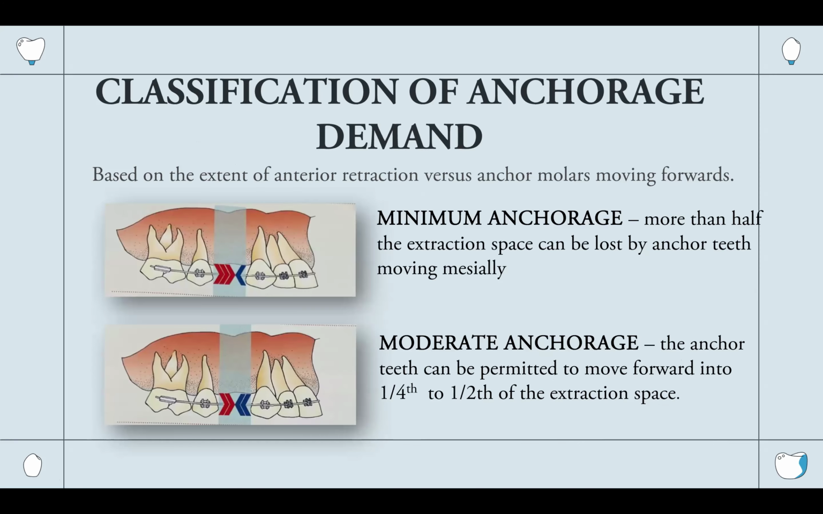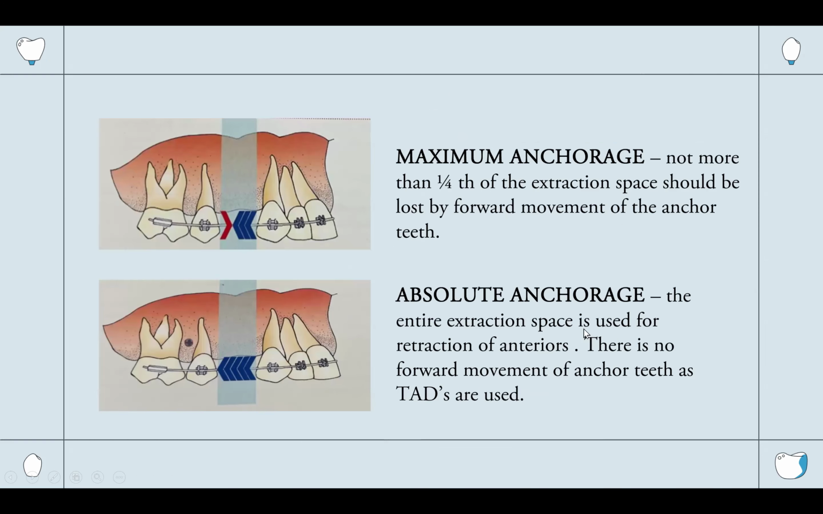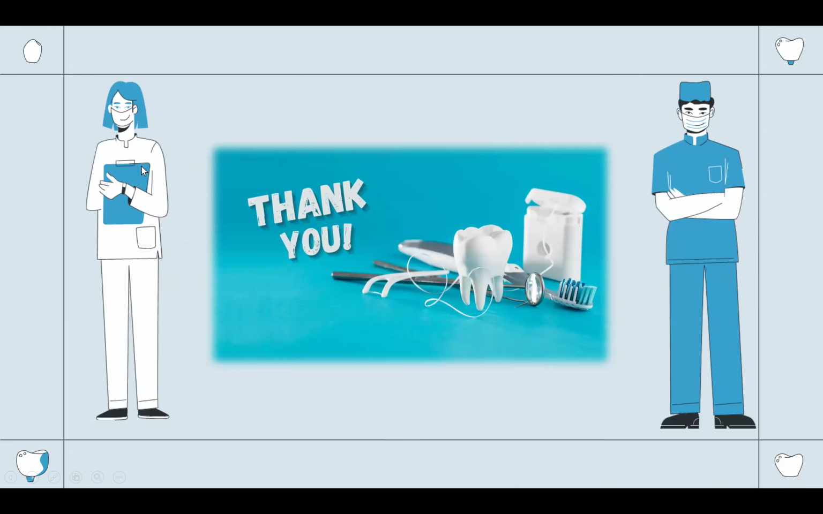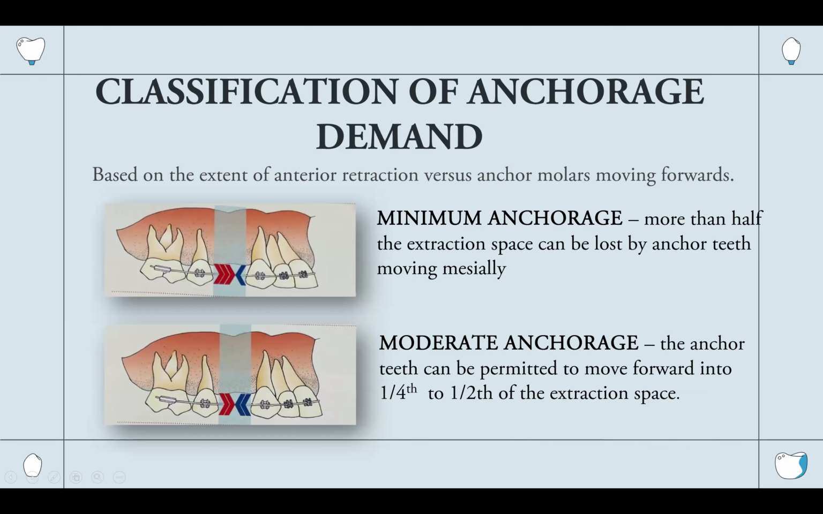Coming on to the classification of dental anchorage. Based on the extent of anterior retraction versus anchor molars moving forward, we have minimum anchorage, moderate anchorage, maximum anchorage, and absolute anchorage. Minimum anchorage means more than half of the extraction space can be lost by the anchor teeth moving mesially. That means 50% of the space will be closed by the anchor unit.